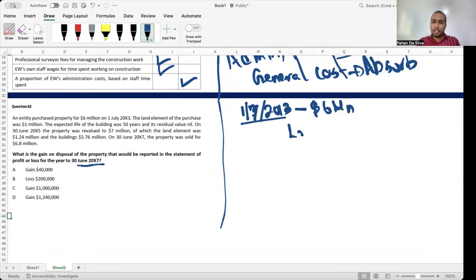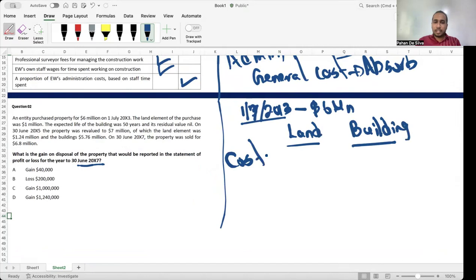So I have to differentiate it. There is a land and also there is a building. Now I am going to differentiate it. The original cost, or the initial cost, as per the question, is 6 million. Out of this 6 million, only 1 million is related to the land. Then the remaining 5 million should be related to the building.